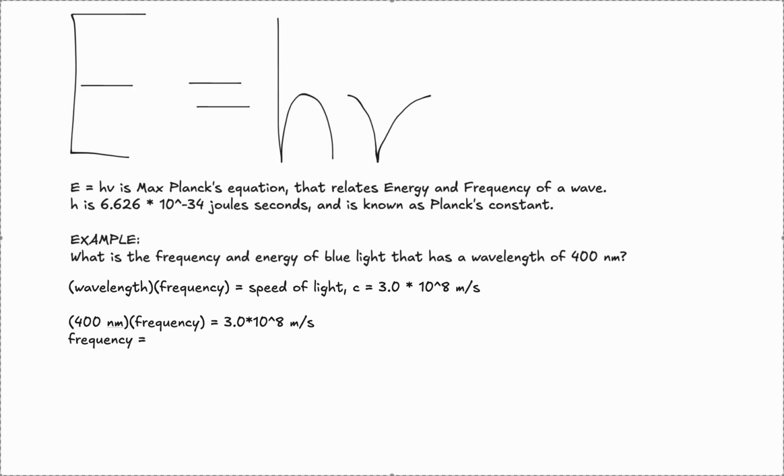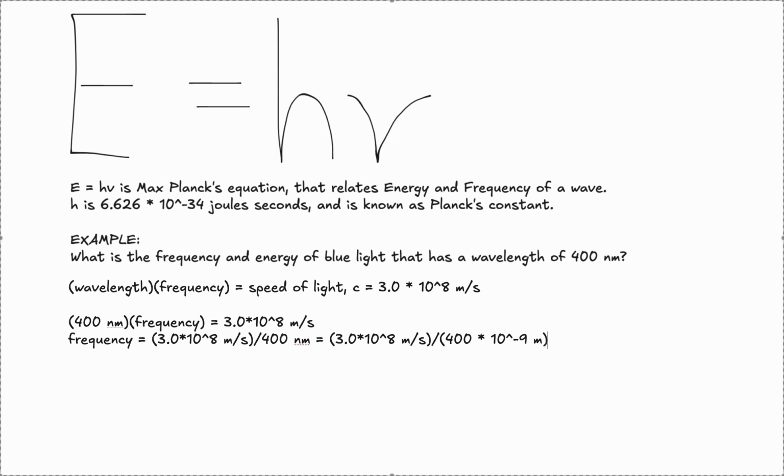We say frequency is equal to 3.0 times 10 to the power of 8 meters per second, all divided by 400 nanometers. Since it's in meters over here, we'll need to convert 400 nanometers into meters. Here's a test of your conversion skills. You should be able to understand what the conversion factor is between meters and nanometers just by looking at the prefix. The prefix nano refers to the number 9. So 400 nanometers is equal to 400 times 10 to the power of negative 9 meters.